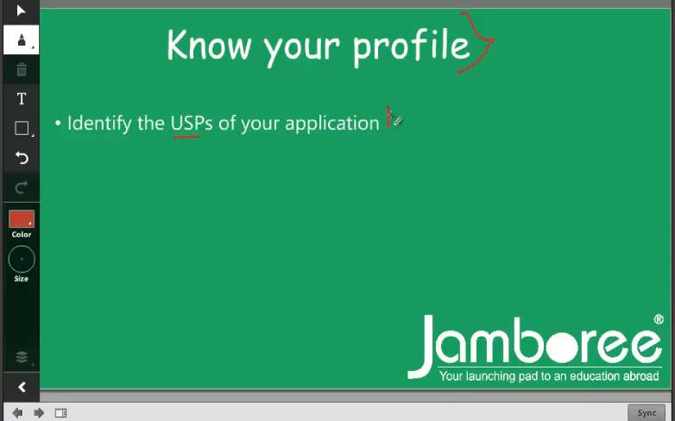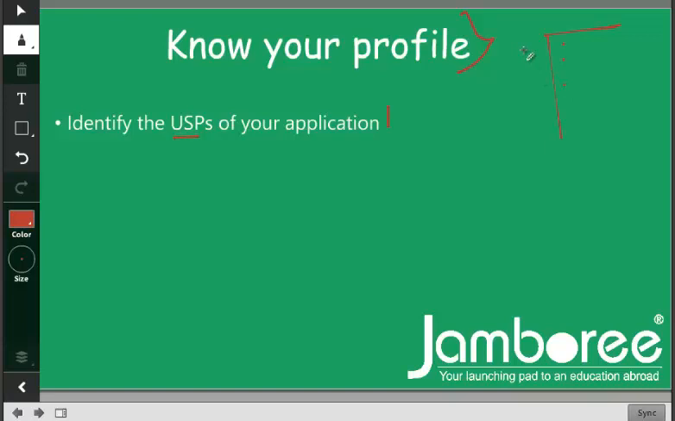Now, if you are, let's say, applying for an MBA program, and currently you are a software engineer from India, that definitely is not a USP, because most MBA applicants from India are software engineers, right? So make a list of your profile in decreasing order of uniqueness, how unique is that feature.